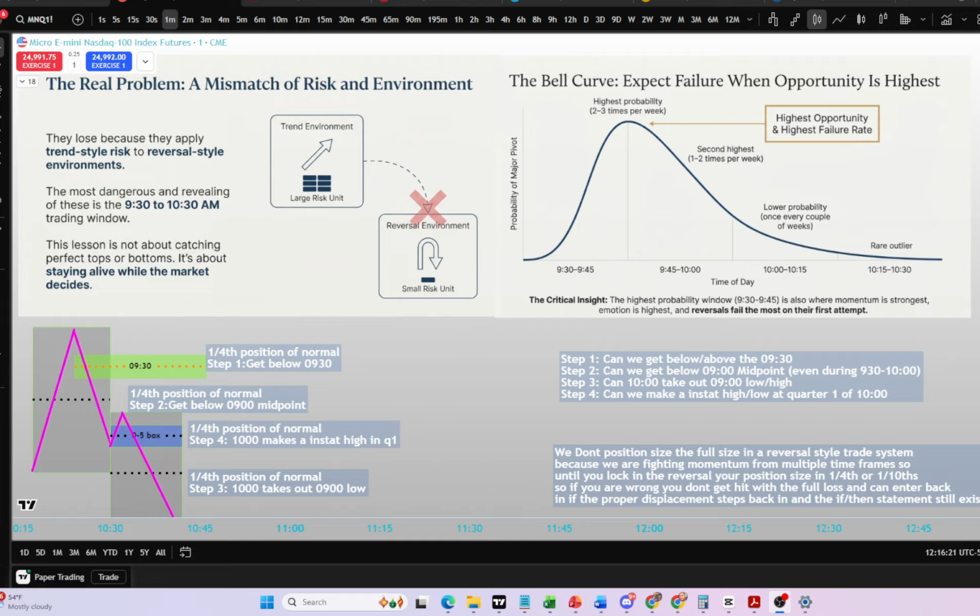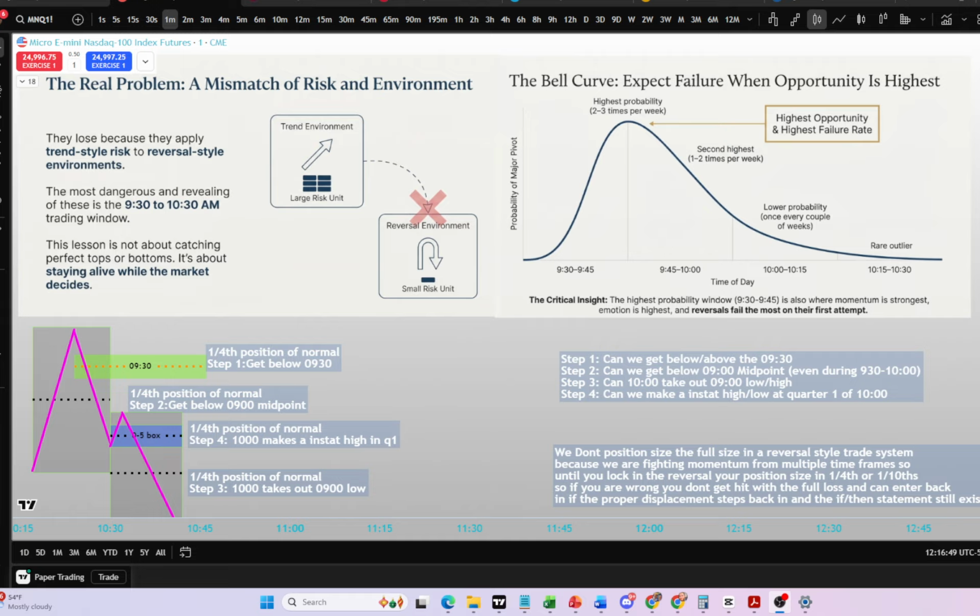So this class will use one of the highest statistical time frames for a reversal, and this is all based off of 20 years. I'm going to teach you a proper way to trade a reversal between 9:30 and 10:30. We're going to break down a very specific risk management model within it that's designed to help you navigate one of the most dangerous trading environments of the day. And this is all about staying in the game while the market figures out what it wants to do.